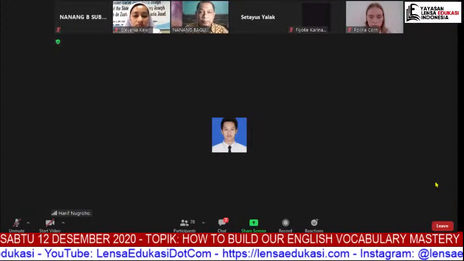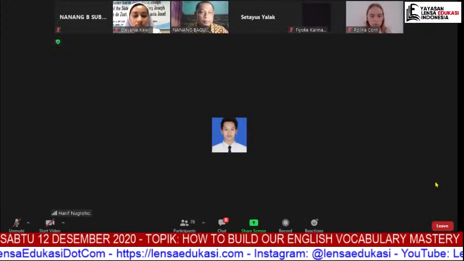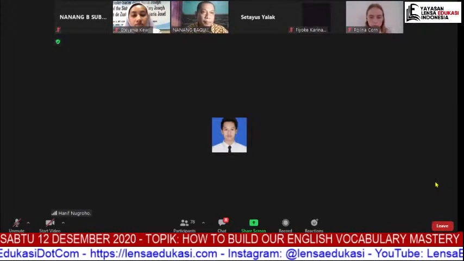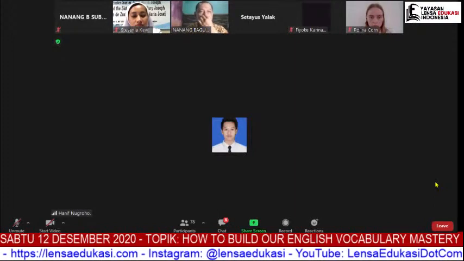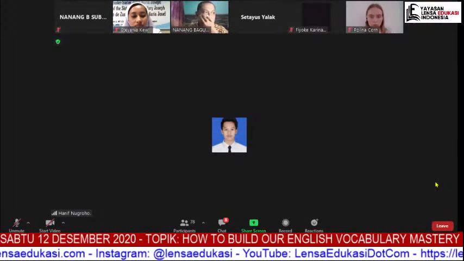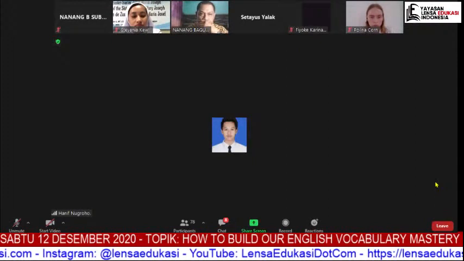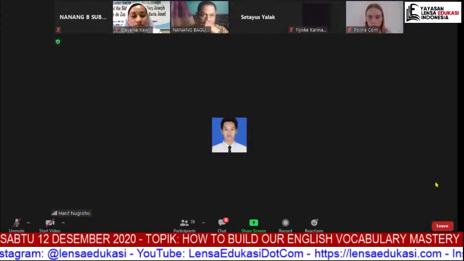And the next tip is by using a dictionary. Look for whatever version you prefer, whether it's print, software, or online media. It is a better quality dictionary than Google Translate. Whenever you come across a new word, look up its meaning in the dictionary to find out how it is pronounced and what it means.